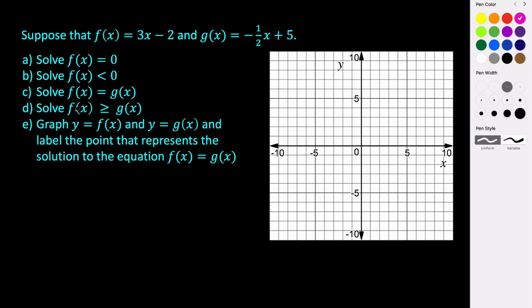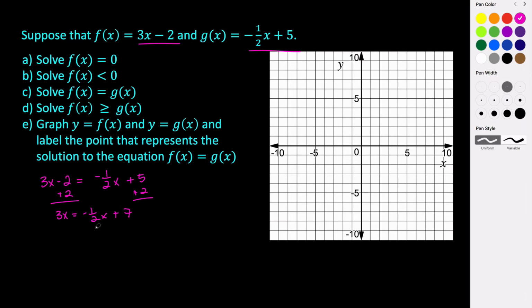This next part is asking us to figure out where are our two functions equal? Where does f of x equal g of x? So we just take the values for our two functions and we set them equal to each other. So 3x minus 2 equals negative 1 half x plus 5. And then we solve. So add 2 to both sides. We get 3x equals negative 1 half x plus 7.